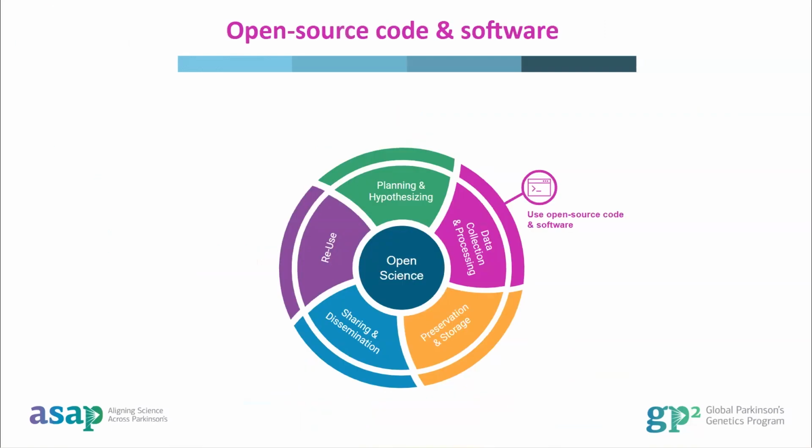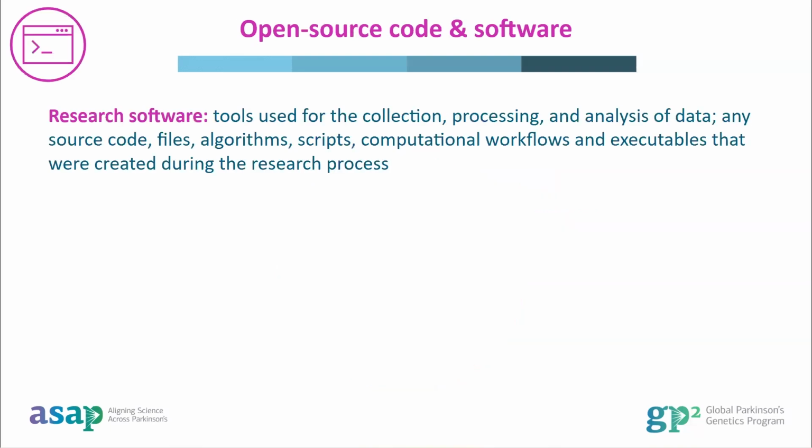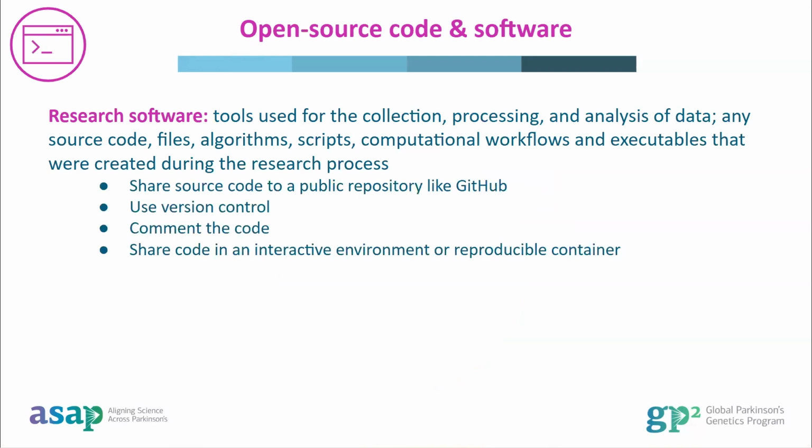The second open science best practice is using open source code and software during data collection and processing to the extent possible. Research software are tools used to collect, process, and analyze data. This includes any source code, files, algorithms, scripts, and computational workflows or executables that were created during the research process. Research software should be treated as a resource that must be managed with all other aspects of research.